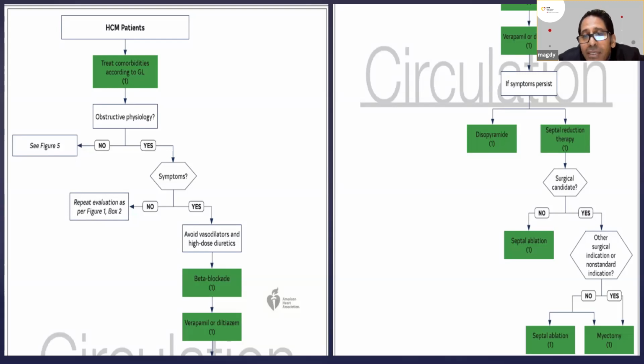And myectomy is considered if the patients have another indication for surgery, such as mitral valve disease or mitral valve apparatus abnormality. This is a highly indicated surgical candidate to do septal myectomy as well as mitral valve surgery at the same time.